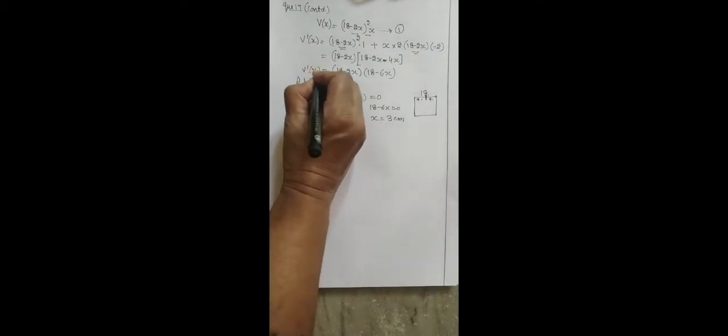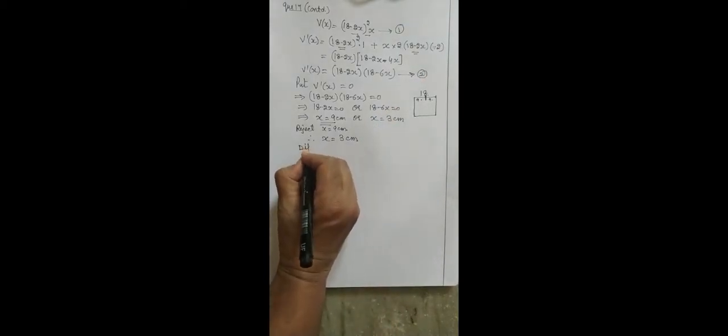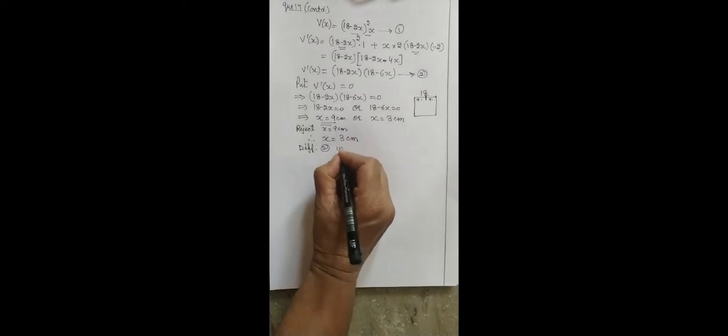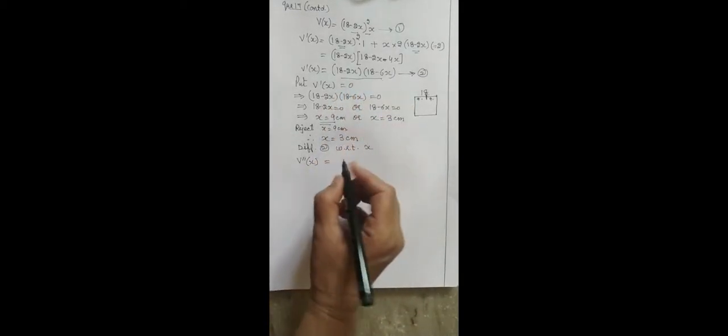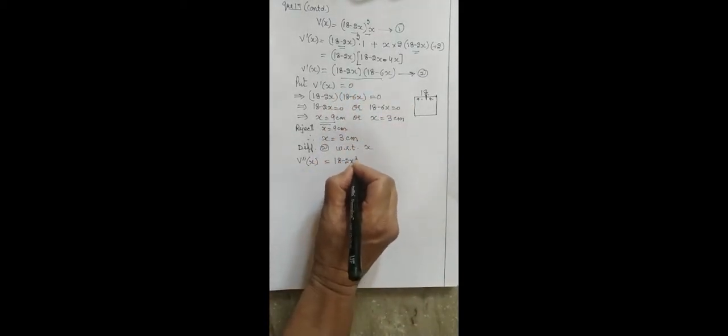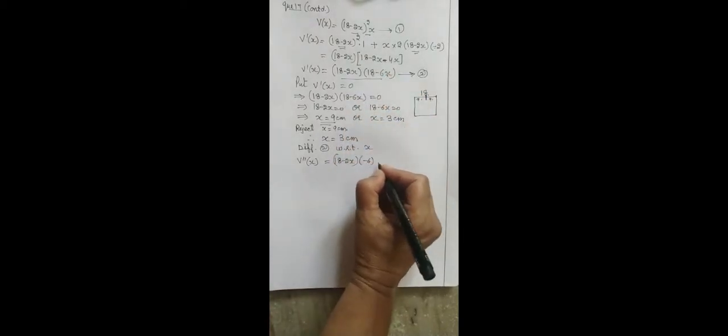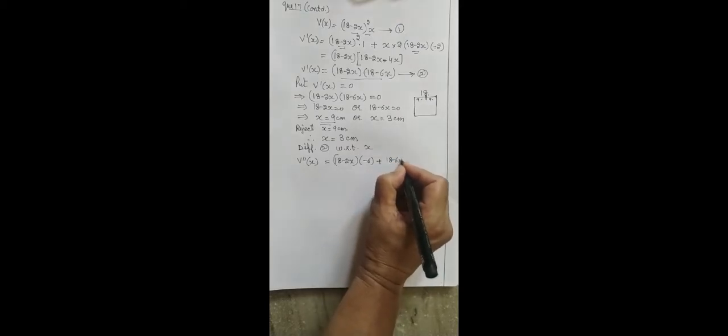Now for showing that the volume of this box will be extremum, I have to differentiate V'(x) one more time. That is the double derivative of the function. So now differentiating expression 2 with respect to x, I will be getting V''(x) equal to, again I can apply the product rule. So (18 - 2x) as it is into derivative of (18 - 6x), which is -6, plus (18 - 6x) as it is into derivative of (18 - 2x), which is -2.